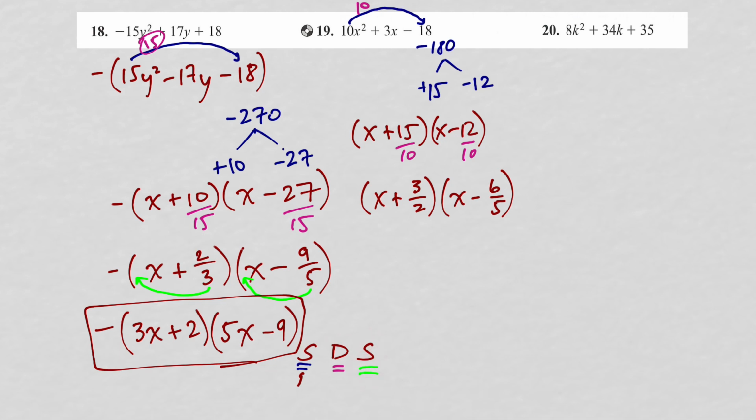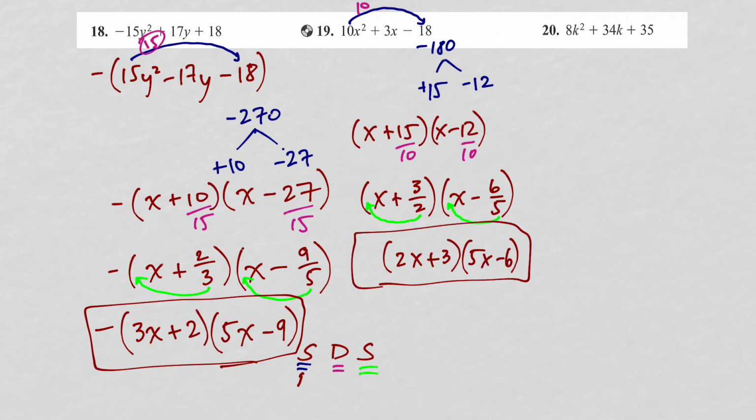Now the slide, I'm going to take that and slide it back. I'll take the denominator, if there is one, and slide it right back. And that's going to end up with 2x plus 3 times 5x minus 6. And that's the answer.